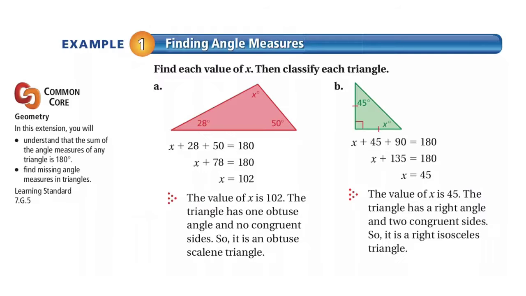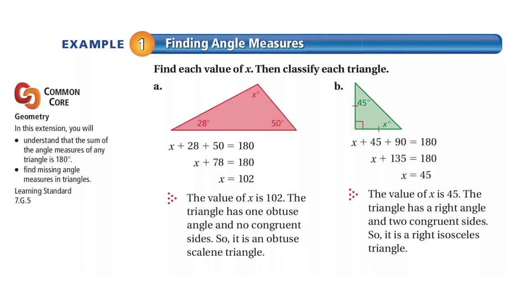for you. Okay, for example 1 here, find the angle measures. Well, we know they have to add up to 180, so we write an equation and then we'll solve it. 28 degrees plus 50 degrees plus x degrees equals 180. We combine the like terms to get x plus 78 equals 180, and then we subtract 78 from both sides. X equals 102 degrees. Then we're supposed to classify it. Because it's 102 degrees, it's an obtuse triangle, and we've got no tick marks, so it's scalene. So it's an obtuse scalene triangle, and x equals 102.